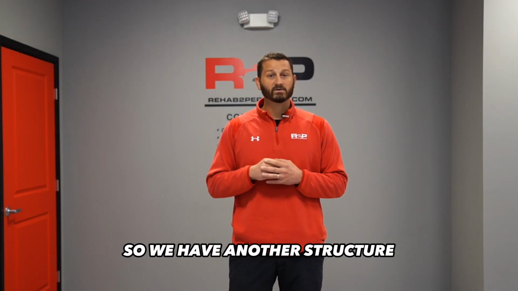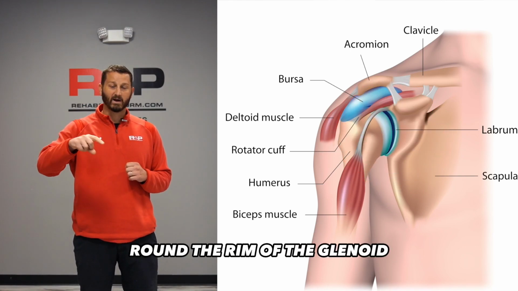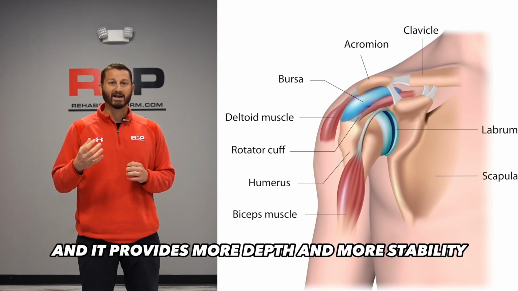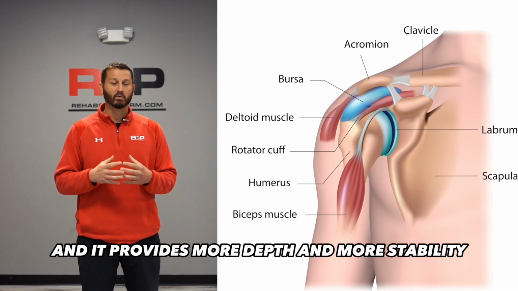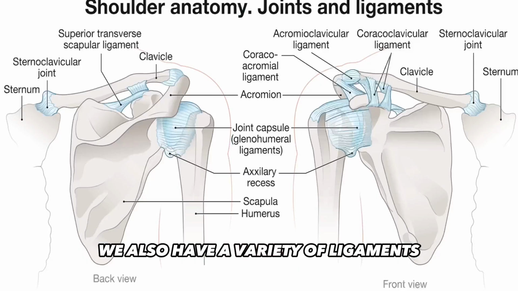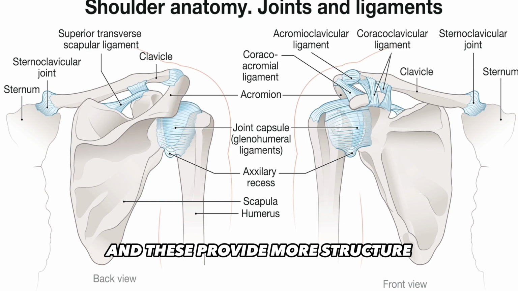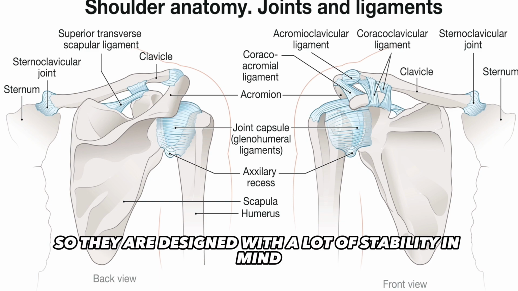So we have another structure, and it's a piece of cartilage called the labrum. This wraps around the rim of the glenoid, and it provides more depth and more stability to the joint. Outside of the bones and the cartilage, we also have a variety of ligaments that surround the joint, and these provide more structure. Ligaments connect bone to bone, so they are designed with a lot of stability in mind.